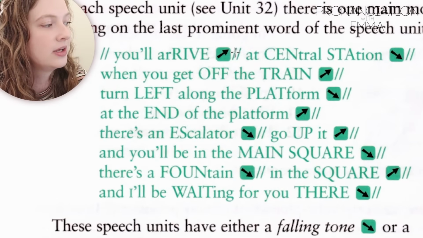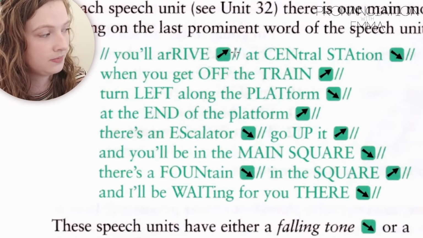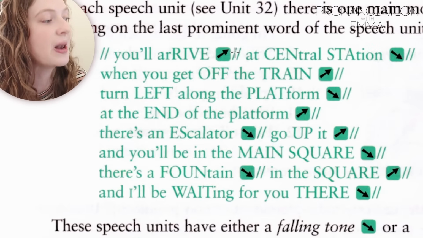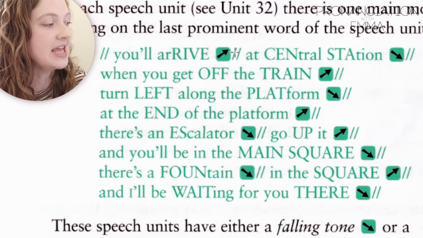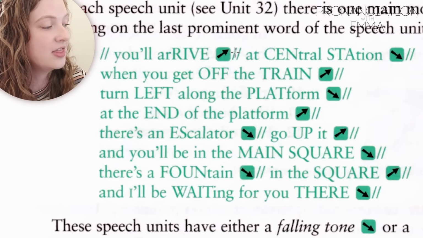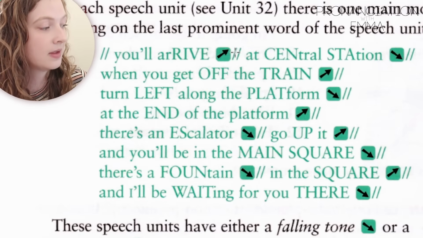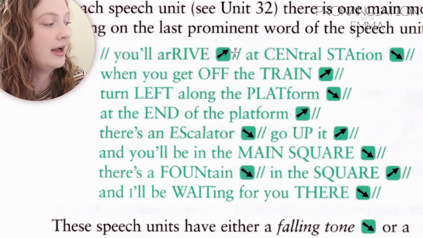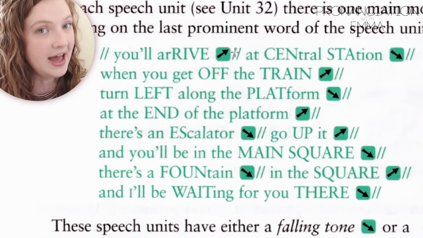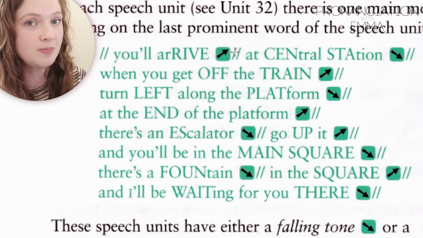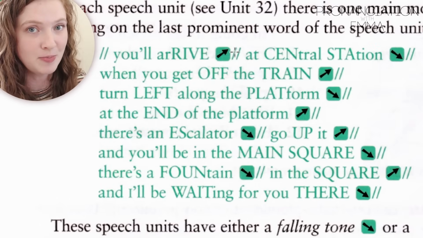You'll arrive at Central Station. When you get off the train, turn left along the platform. At the end of the platform, there's an escalator. Go up it, and you'll be in the main square. There's a fountain in the square, and I'll be waiting for you there. So I'm going to read it once more, but I'm going to pause after each speech unit, and I'd like you to listen and repeat, okay?